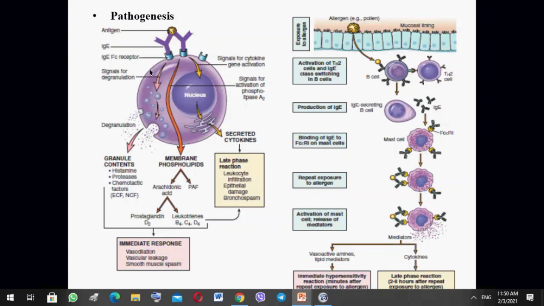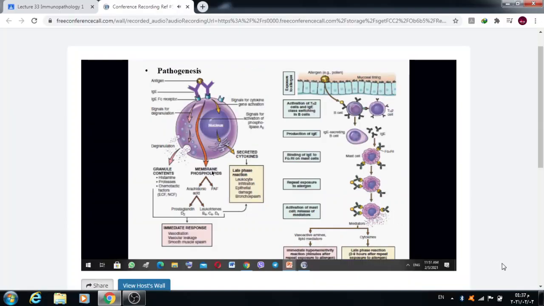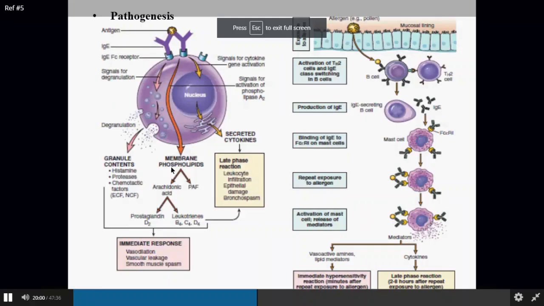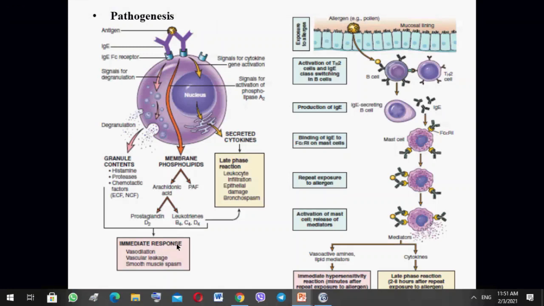As you see here, this is the mast cell, and these are the IgE, and this is the antigen. On exposure to that IgE and antigen, there will be degranulation, release of already formed granules. In addition to that, there will be certain mediators that came from membrane phospholipids. So we have certain mediators that are also released from the membrane phospholipid of the mast cell, and these granules and the membrane phospholipid mediators are responsible for the immediate response that occurs in type 1 hypersensitivity reaction.